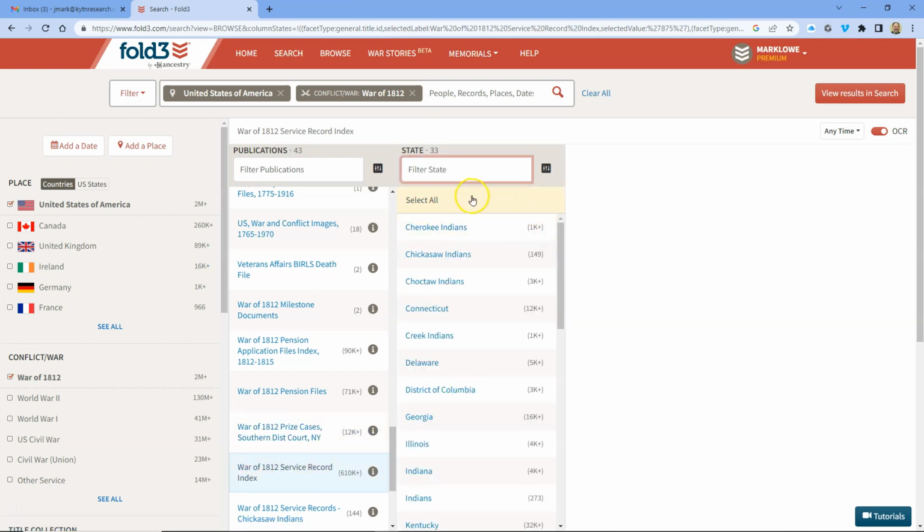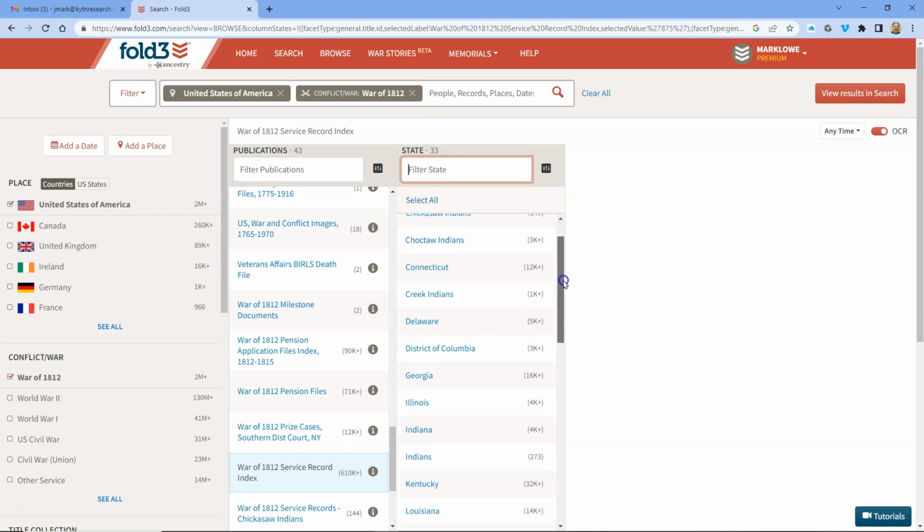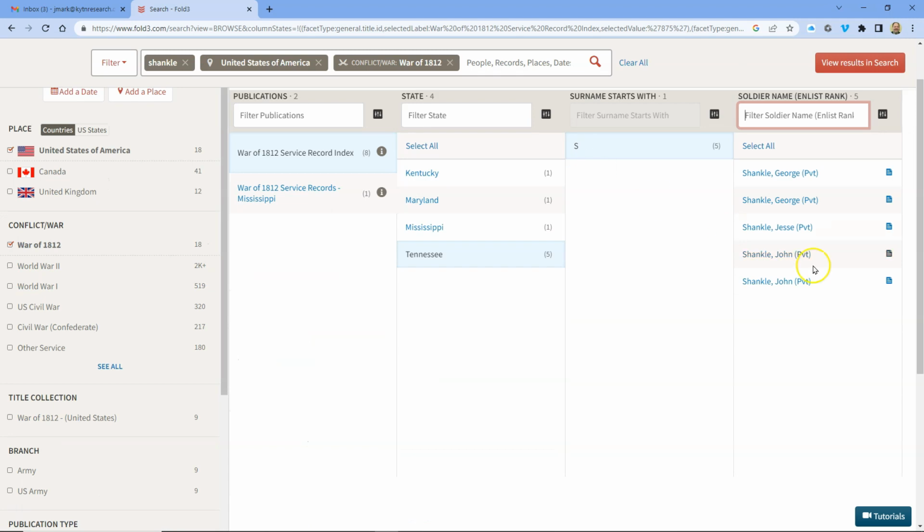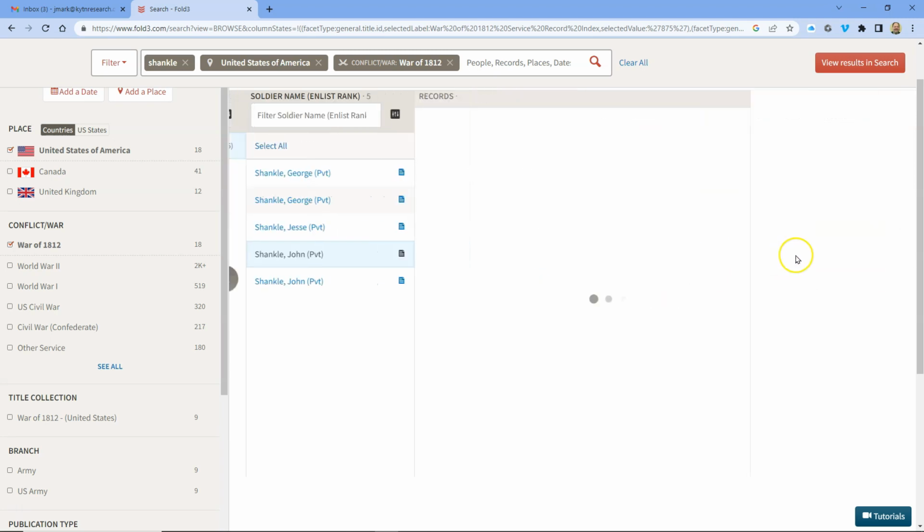Now, if I know the state where the person served from, that's certainly helpful, okay? And in this case, I'm going to do Tennessee. Come up with S. And now notice the difference. I've got actually 2 John Shankles. I have 2 George and a Jesse. I could look, and so I'm going to look at each of those.